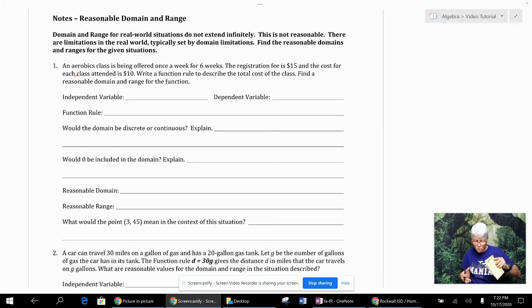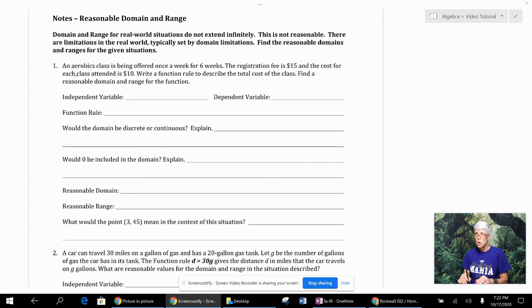So we have here an aerobics class that's being offered once a week for 6 weeks. The registration fee is $15, and the cost for each class is $10. Write a function rule to describe the total cost of the class. Find a reasonable domain and range.